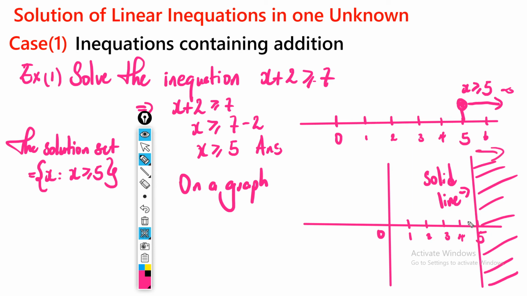Okay, so that's pretty simple, guys. So let's move on to another situation here, case 2, which is looking at subtraction. Cool?